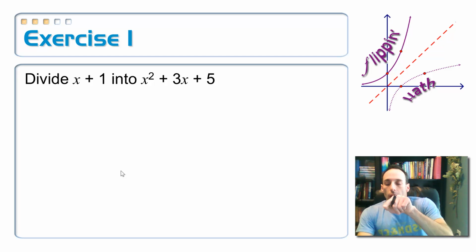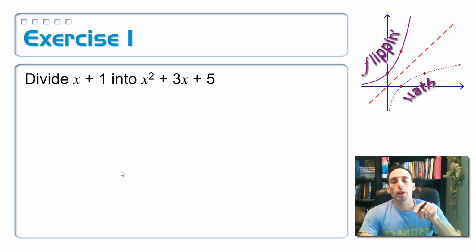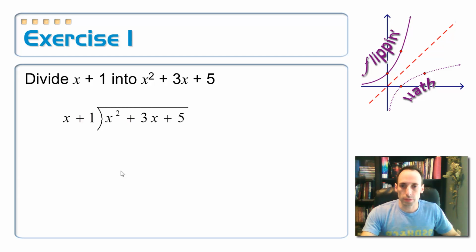I'm going to divide x plus 1 into x squared plus 3x plus 5. The x squared plus 3x plus 5 is the one that's going to go inside the division house. That is my dividend. x plus 1 is my divisor. So I proceed exactly like I did with the numbers. I ask myself, how many times does x plus 1 go into x squared? That's kind of too hard to answer. So instead, I ask myself, how many times does x go into x squared? In other words, what do you have to multiply x by to get x squared?